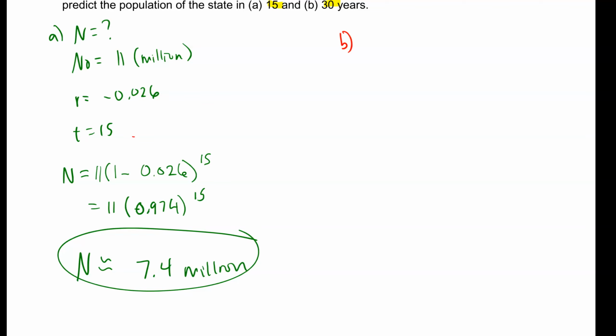So really the only thing we're changing is this time the years is 30. All right, we have the same initial population. We have the same decline rate. It's just for 30 years instead.